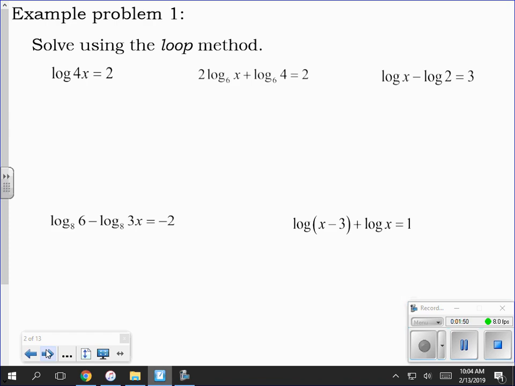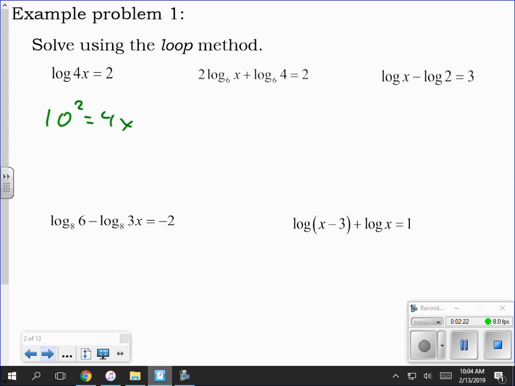First one, loop method. We did this. This is just like what we ended on, part of some of the ones we ended on. So I have the log of 4x equals 2. I need to rewrite this as an exponential. So, when I have a log with no base to it, what's my base? Base 10. This is the common logarithm. Common logarithms are base 10. So that means I have 10 squared equals 4x.